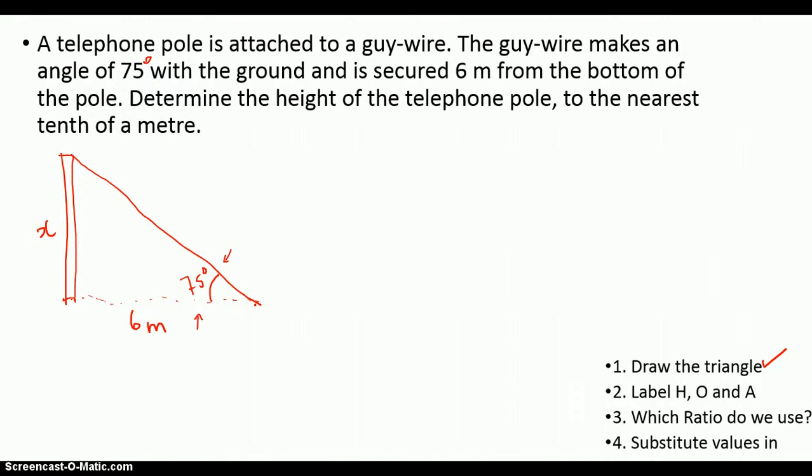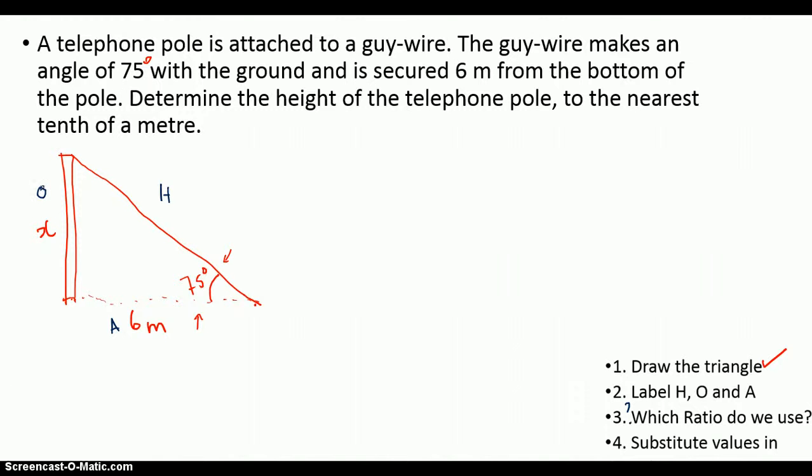Next part to this question is labeling the triangle. So how do we label this triangle? Well, we already know what our reference angle is right here. So this is going to be our opposite, this is going to be our hypotenuse, and this is going to be our adjacent. Now the next question is, which ratio do we use? Now if you notice with this particular question, we're actually not given a ratio. So what ratio do we even use?